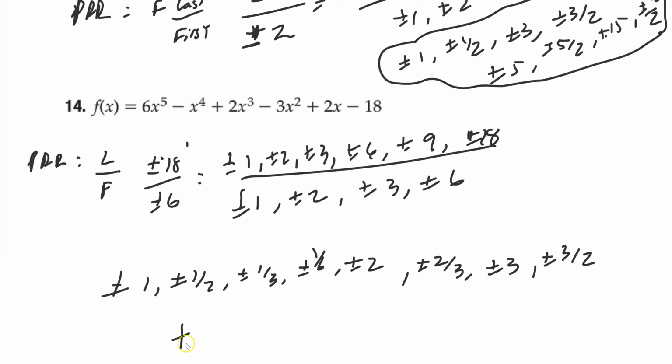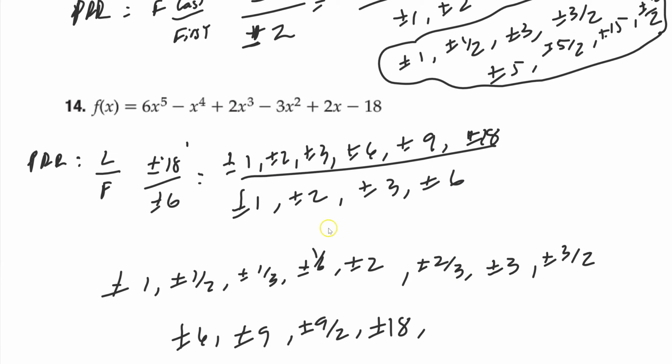So then you go plus or minus 6. 6 over 2 is 3. I have that already. 6 over 3 is 2. I have that already. And 6 over 6 is 1. I have that already. So we can move on to 9. So plus or minus 9. 9 over 2 I do not have. 9 over 3 is 3. I have that. 9 over 6 is 3/2. I have that. So there you go. Then 18. 18 over 2 is 9. I have that. 18 over 3 is 6. And 18 over 6 is 3.